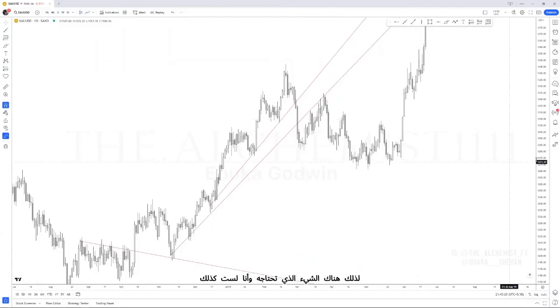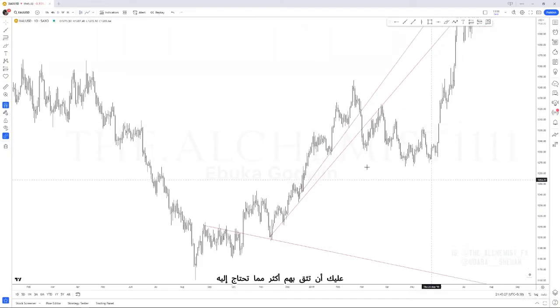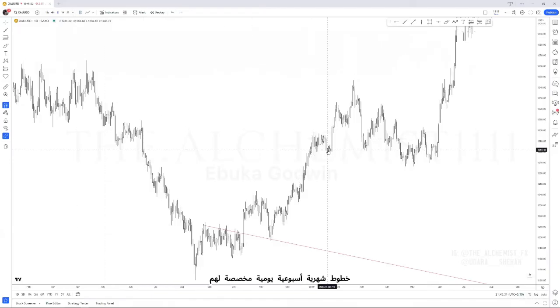I'm not trying to show off or anything. I'm showing you the power of these trend lines. You need to trust them more, especially now. These daily, weekly, monthly trend lines are for position traders, for swing traders, and all that stuff. Now we are trading intraday, right?